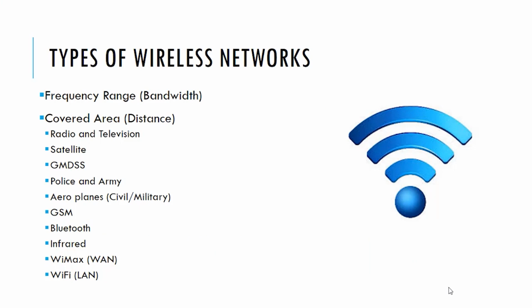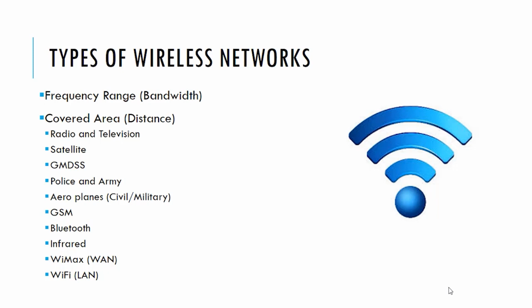The difference between each of the wireless networks mainly lies in two features: the frequency range that is used by the wireless network, and the covered area by this technology. The bandwidth, the distance, and the speed are the main features that differ one wireless technology from another.